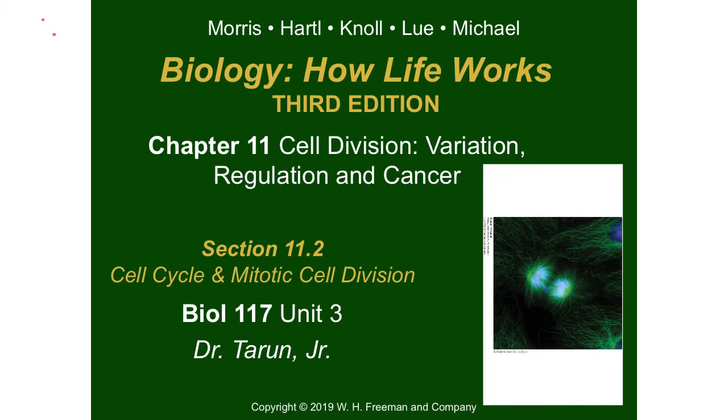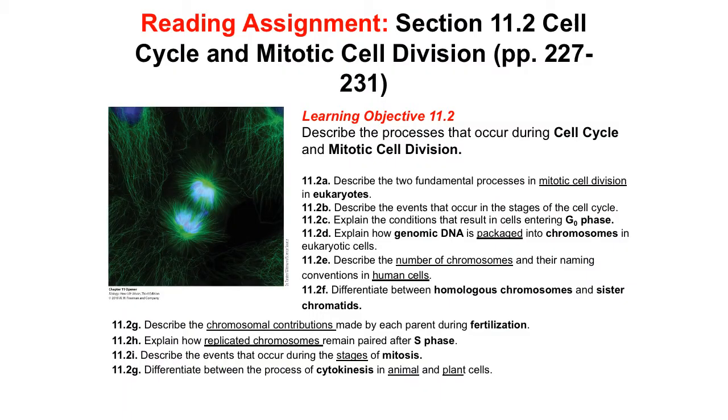And just to note that the cell cycle material actually is derived from the last part of section 11.1. But I have merged it here with mitotic cell division because it focused more on cell cycle in eukaryotic cells, where mitotic cell division also takes place. Your reading assignment for section 11.2 is found in pages 227 through 231 of your textbook.